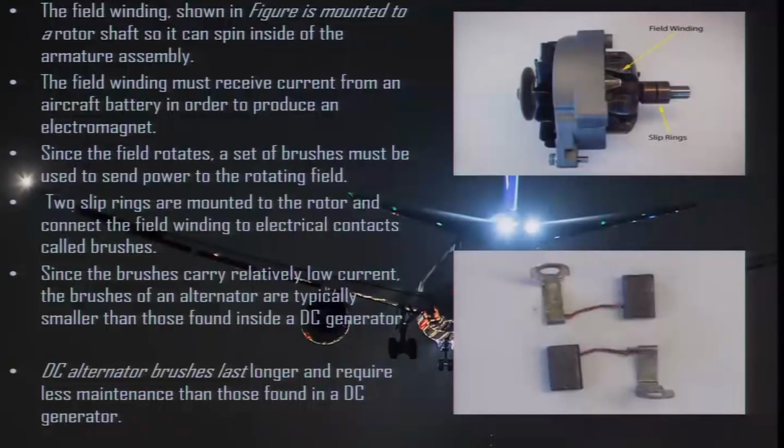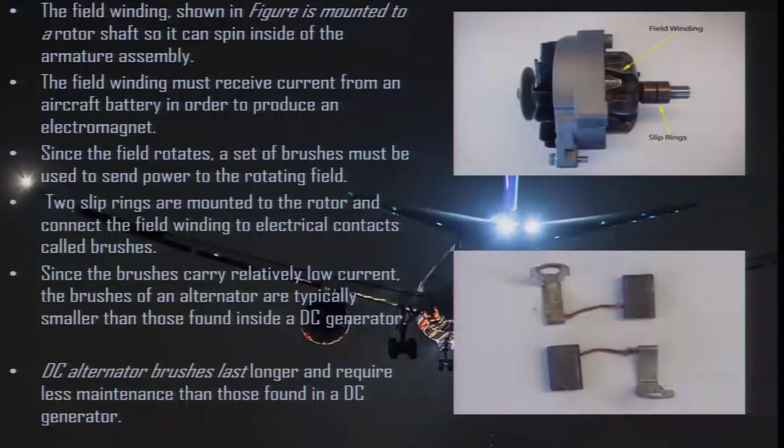This is the field winding, mounted on a rotor shaft so that it can spin inside of the armature assembly. The field winding must receive current from an aircraft battery in order to produce an electromagnet.